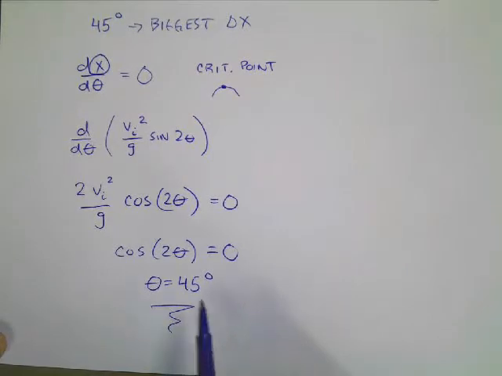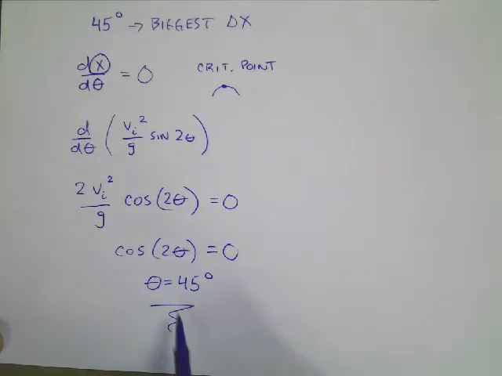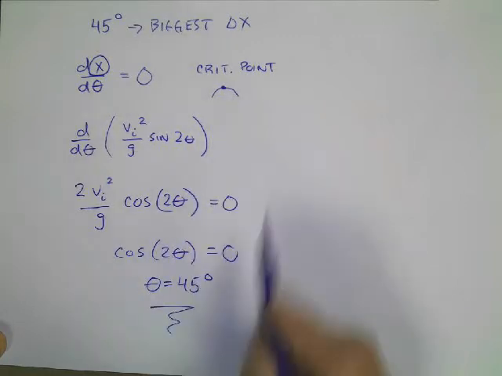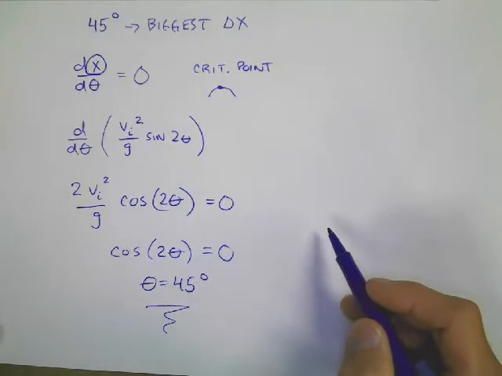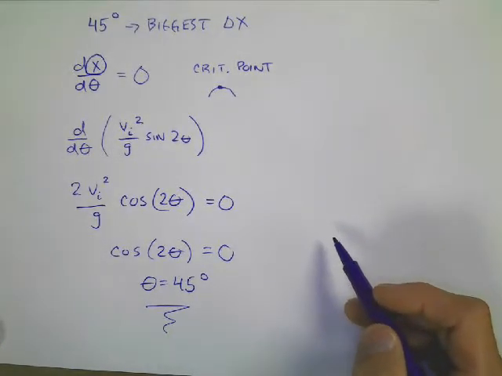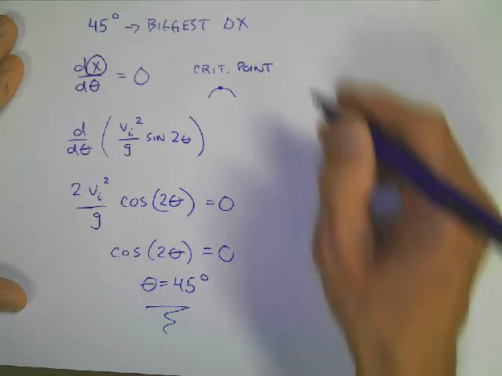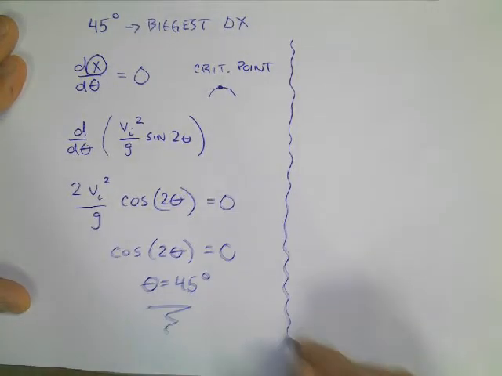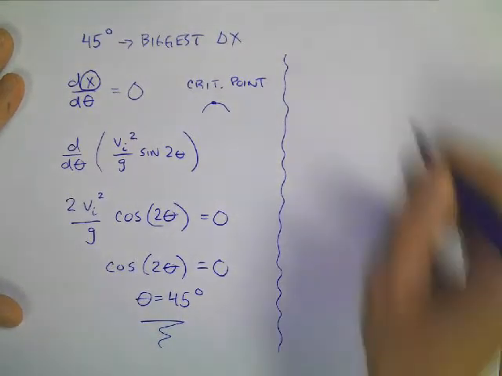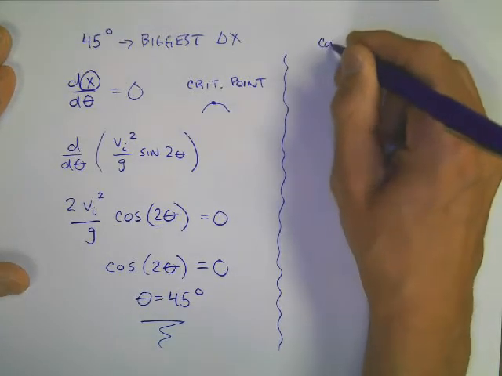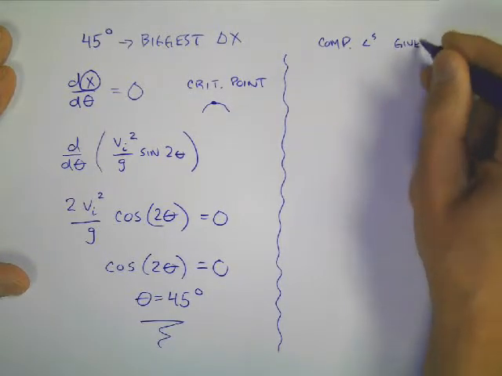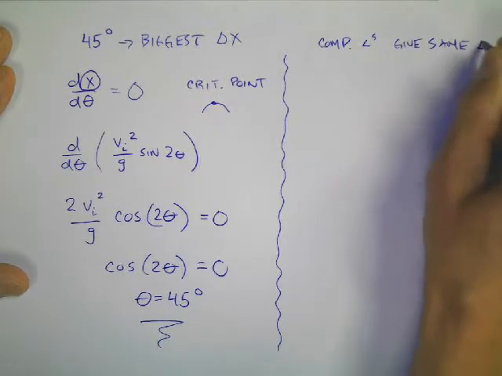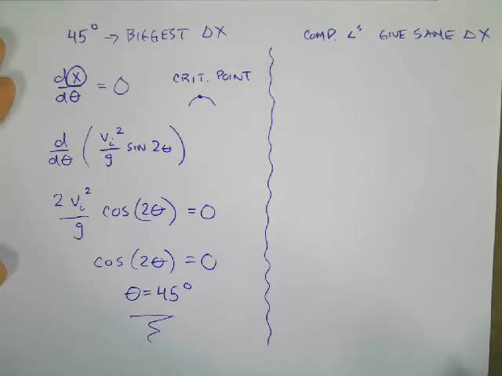Okay. By the way, if you want to prove to yourself that that's actually a maximum, not a minimum, because we kind of assumed it was a maximum, you could take the second derivative and check to see that it's positive at 45 degrees. That's the concavity test that they teach in calculus. But I'm not going to do that here. The other thing that we'll say about the range equation that's nice to know is that complementary angles give the same range. A little bit of shorthand there. Complementary angles give the same range.